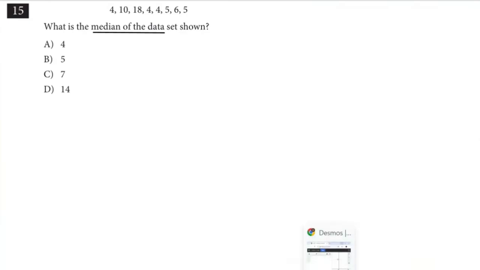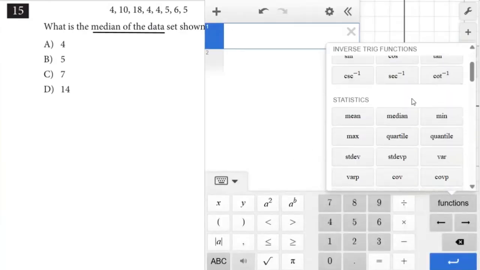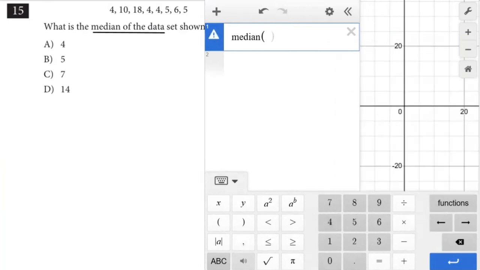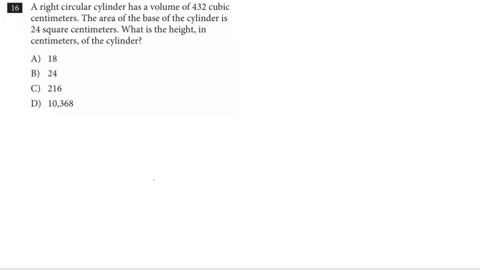But let me show you a cool hack in your graphing calculator. Just go to function, statistics, and you can go to median and start putting in the values in any order. 10, and there is 18, and there's a 4, another 4, and a 5, a 6, and a 5, right? So the median is 5. So B will be the correct answer.